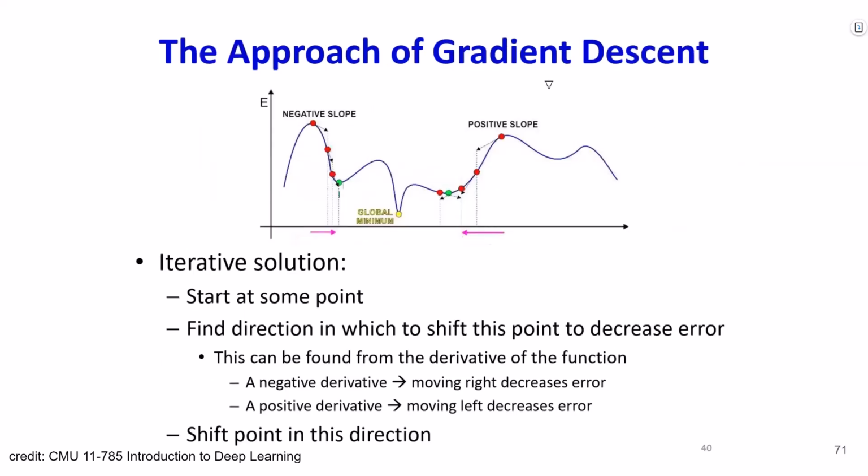That is the approach of gradient descent. We start at some point, and we find the direction in which to shift to decrease the error. If the derivative at the point is negative, then follow the direction. If it is positive, we follow the opposite direction.